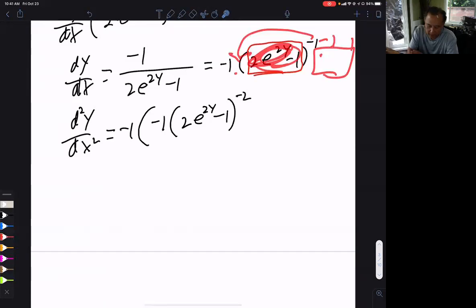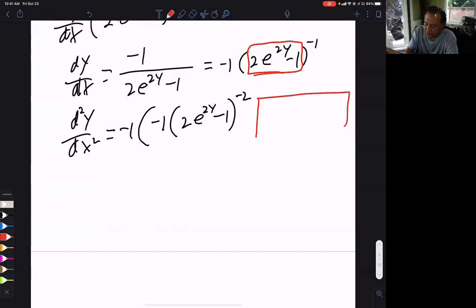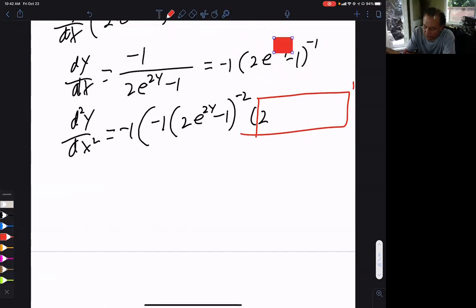Times the derivative of box. I am missing the derivative of box. Let's do that. What is the derivative of this? So 2 is a constant, so I copy that constant. And what's the derivative of e to the 2y? Well, again, that's e to the box. What's the derivative?